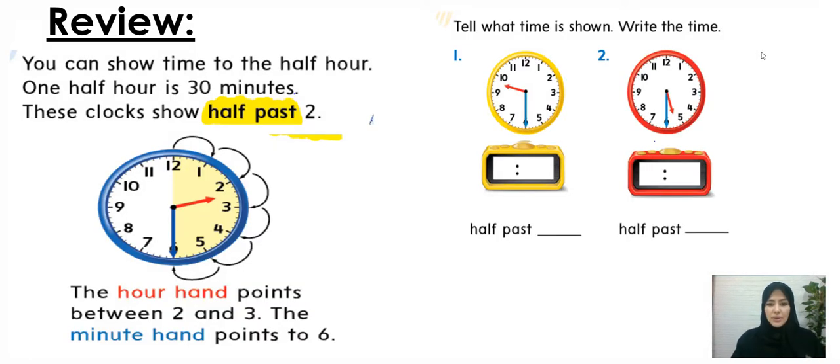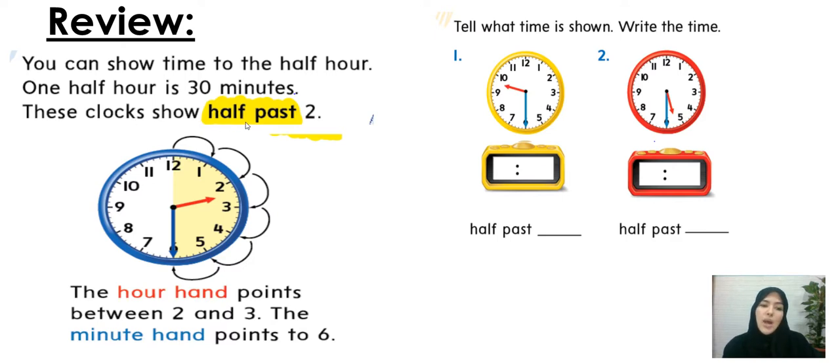Let's review our previous lesson. Now, you can show time to the half hour. You all remember when we did half past the hour, right? So let's just revise a little bit about that lesson. You can show time to the half hour. 1 hour, 1/2 hour is 30 minutes.